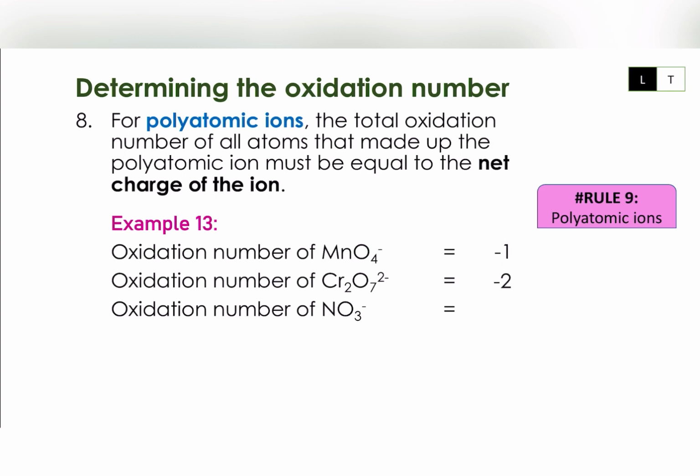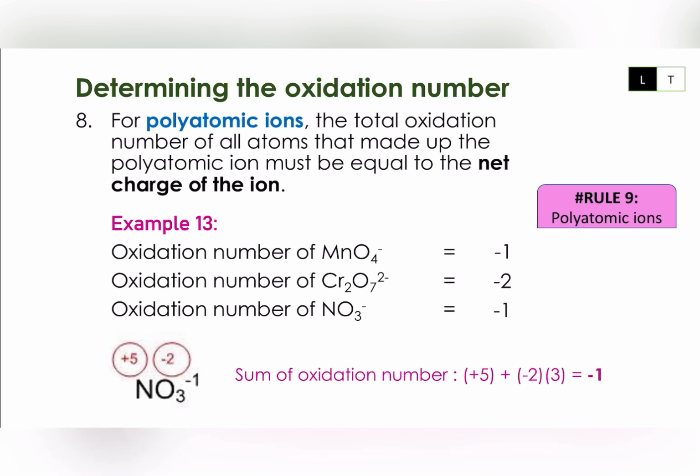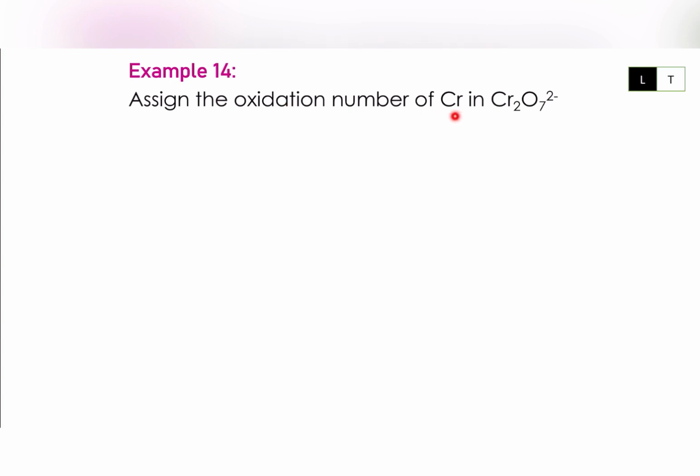If I ask you to calculate the summation of oxidation numbers, for example in NO3-, the sum should be the same as the charge, which is negative 1. You can see from here, positive 5 for nitrogen, negative 2 for oxygen times 3 of them, you will get negative 1. Now I'm going to explain by using one example, example 14, where I ask you to assign the oxidation number for chromium in Cr2O72-. This is a polyatomic ion.